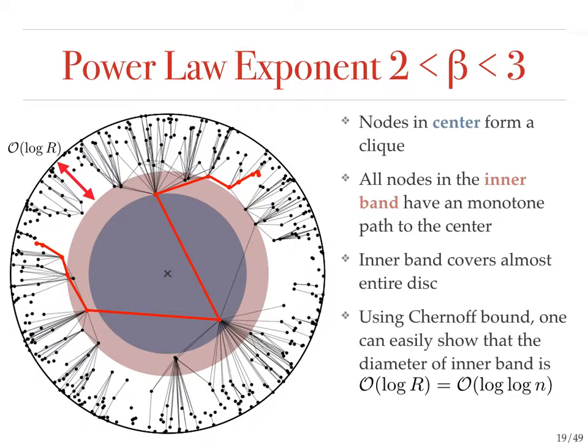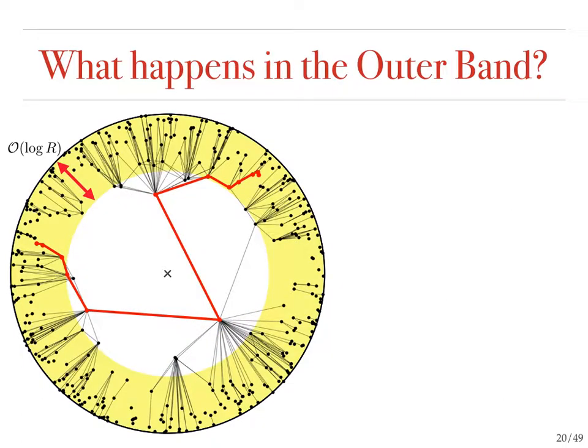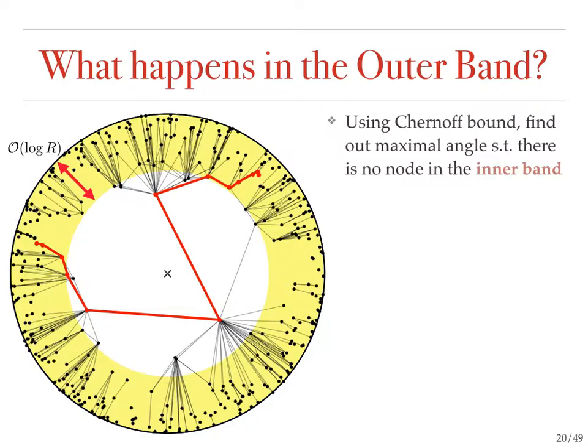And then you can easily show that the diameter of the nodes in the inner band is just log n, so extremely small. So all that remains is to look at what happens in the outer band of the hyperbolic random graph. Here we have a very simple approach. First of all, we find the largest circle sector such that there is no node in the inner band in this circle sector. In this example picture, for instance, this is the circle sector we're looking for.